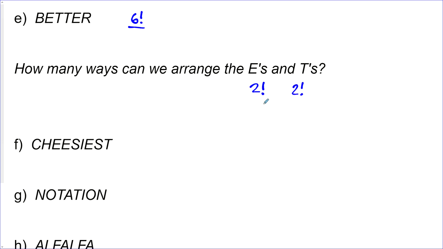And if there's 2 ways to do this and 2 ways to do that, then we're going to multiply them. So in this way, the total here is 2 factorial times 2 factorial, or 4. But I'll just write 2 factorial times 2 factorial, so you get the pattern. Now when we multiply that out, we get 180. Let's try cheesiest.